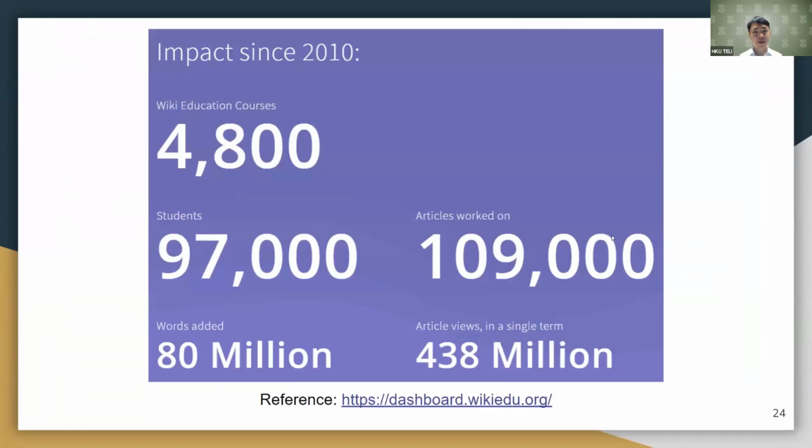And here is the impact. The previous was just one course, but this project has already supported more than 4,800 courses, with more than 100,000 articles edited, and more than 400 million views. So you can see the impact of students' effort in contributing to and improving Wikipedia.